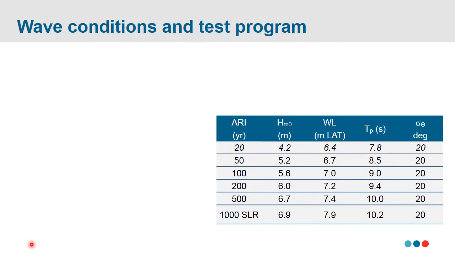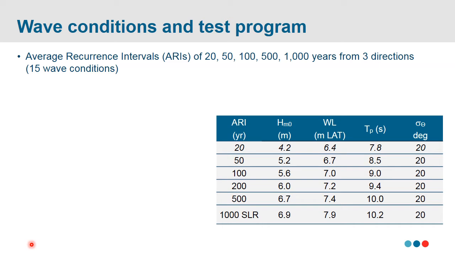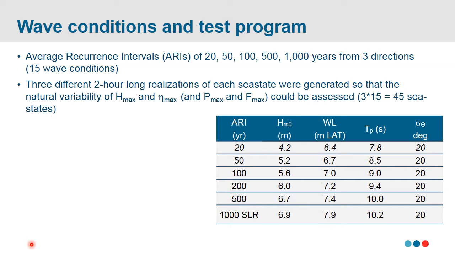Let's now look at the wave conditions and the test program. Our wave conditions corresponded to average recurrence interval events of 20 up to 1,000 years, approaching from three different directions. For each of these wave conditions, we generated three different 2-hour-long realizations. We did this so that we could investigate the natural variability of Hmax and Etamax, and also the implications of this variability on the maximum pressure, moment, and force.